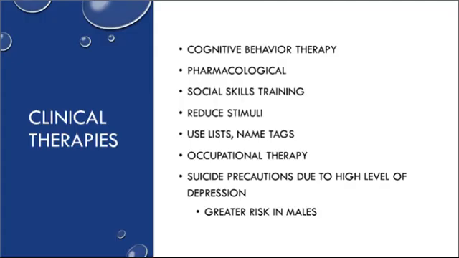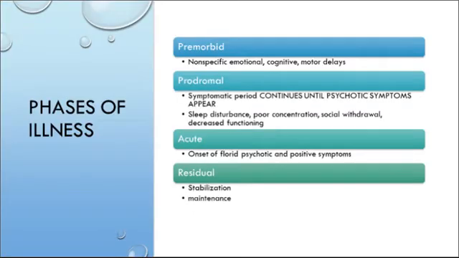Clinical therapies. You need to be familiar with your clinical therapies. That goes distinctly with your positive, negative, and cognitive. So cognitive behavior therapy, pharmacological, social skills is huge. Doing group therapies, using lists, name tags. Occupational therapy is significant because of teaching them about their ADLs, giving them structures and ways to be able to function, giving a routine that they need to follow. Greater risk of suicide in the schizophrenic male, but there is a high level across schizophrenia with suicide.